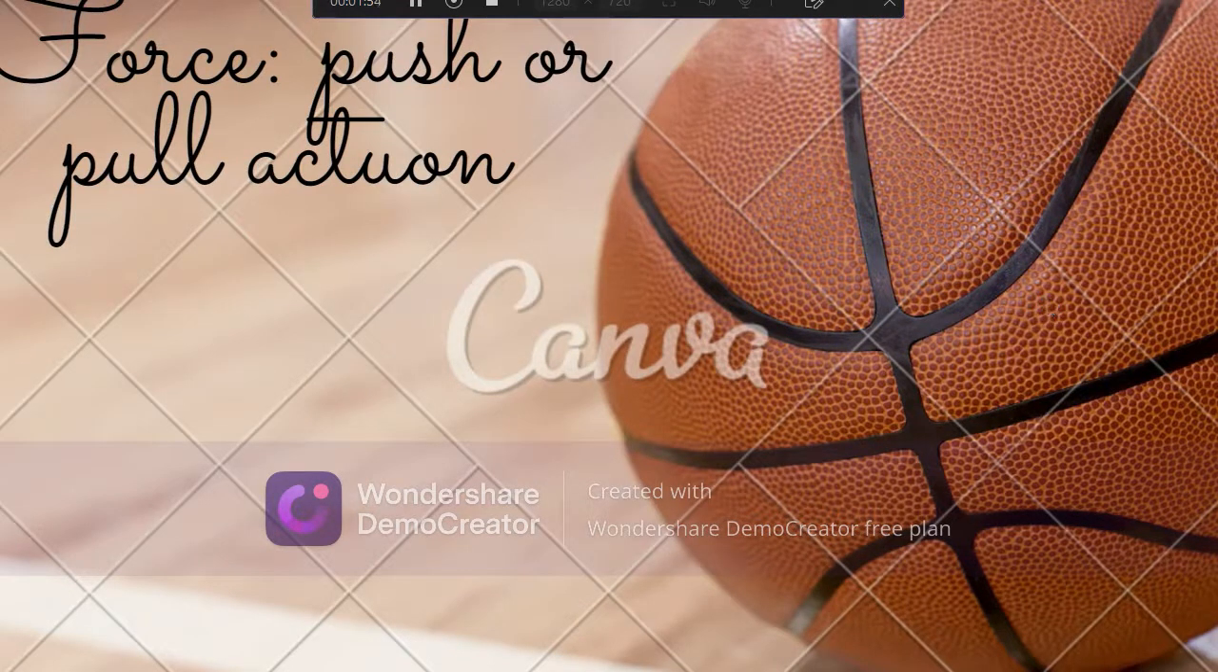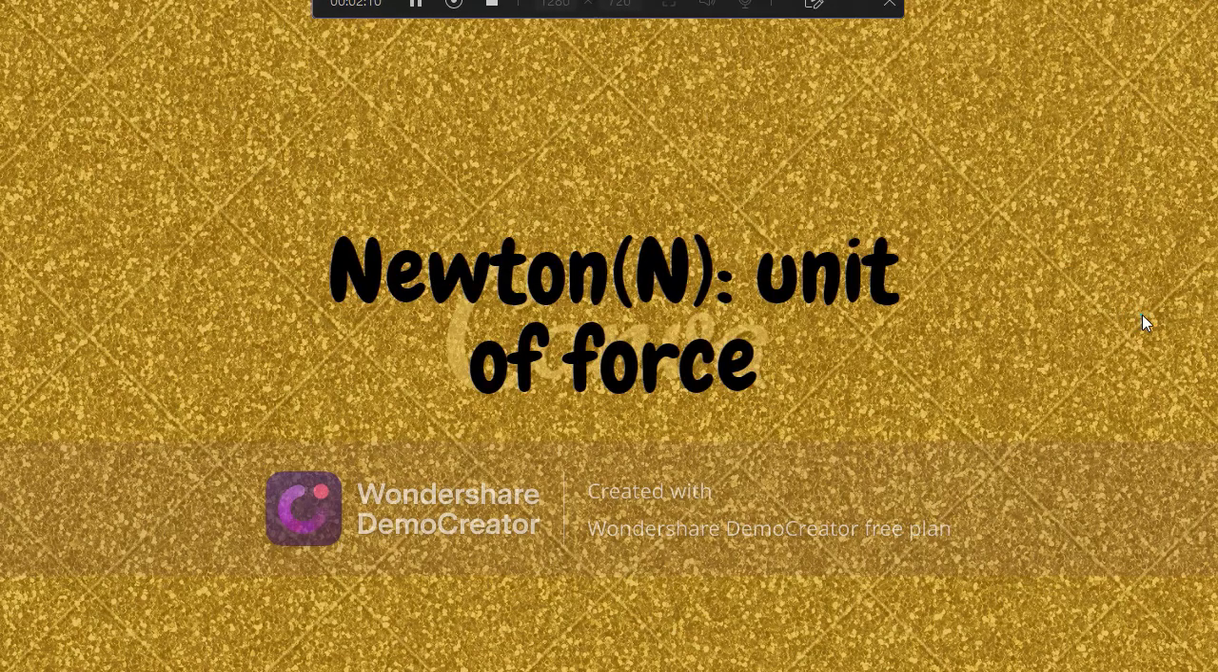Force, push or pull action. You know push or pull action? That is super simple. Push is when you push something and pull is when you pull something. That is called a force. Please take note of what is on the screen or what I am saying. Newton, a unit of force. So Newton is a unit of force. So don't forget to take note and we will proceed to the next one.